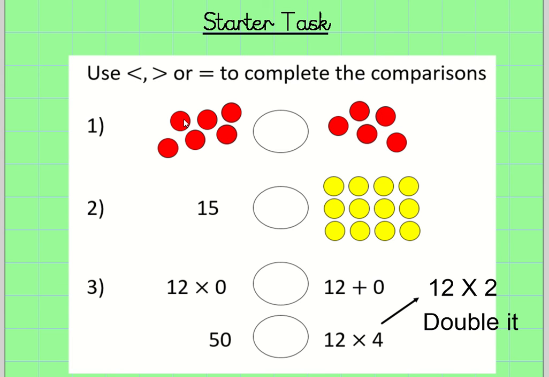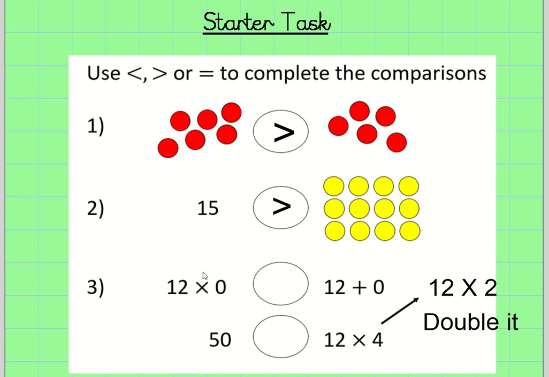So here we've got 1, 2, 3, 4, 5, 6 counters, whereas over here we've only got 5, which means that 6 is greater than 5. Remember, the open part is facing the largest number. We then have 15, and this array is showing us 3 times 4, and 3 lots of 4 is 12. So this one also means that 15 is greater than 12.